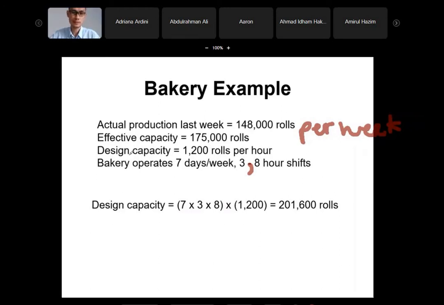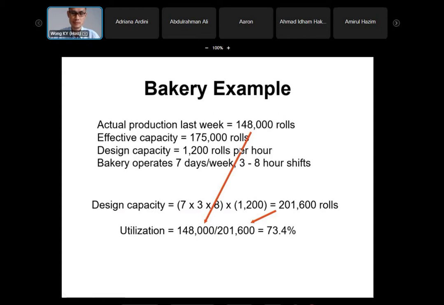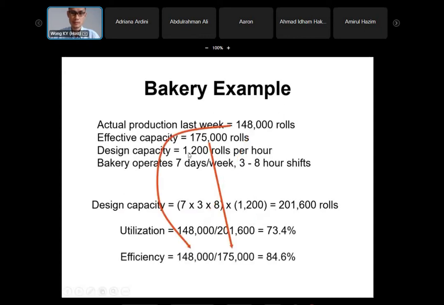Design capacity is given as rolls per hour, so it would be wise to convert it to rolls per week. That equals 1,002 per hour times 7 times 3 times 8, because every week the company operates 7 days, every day 3 shifts, and each shift is 8 hours. That gives us 201,600 rolls per week.